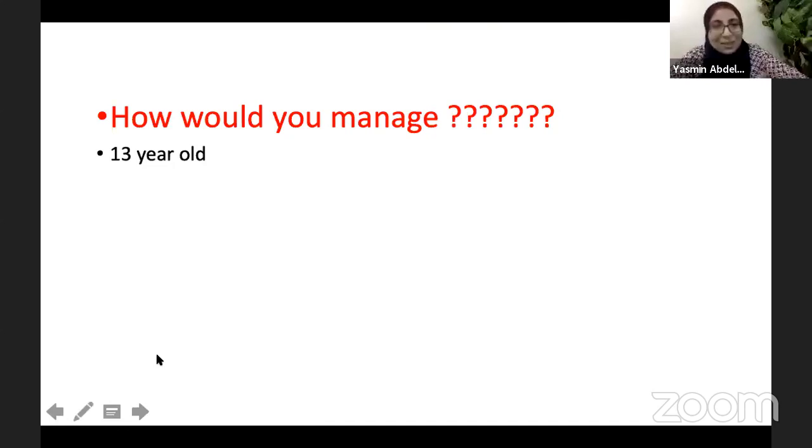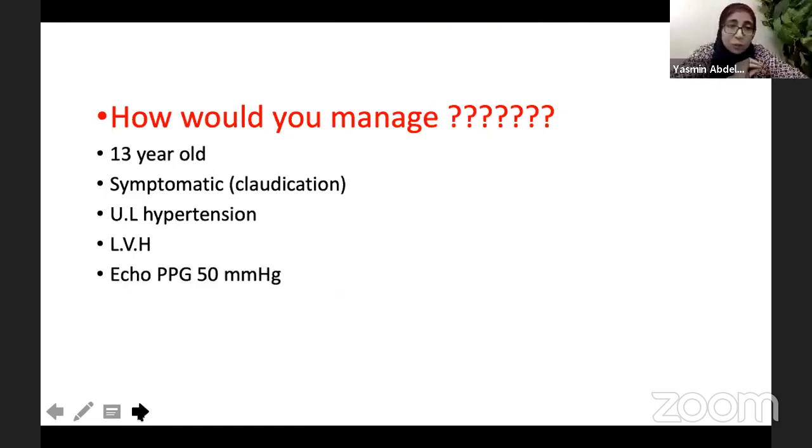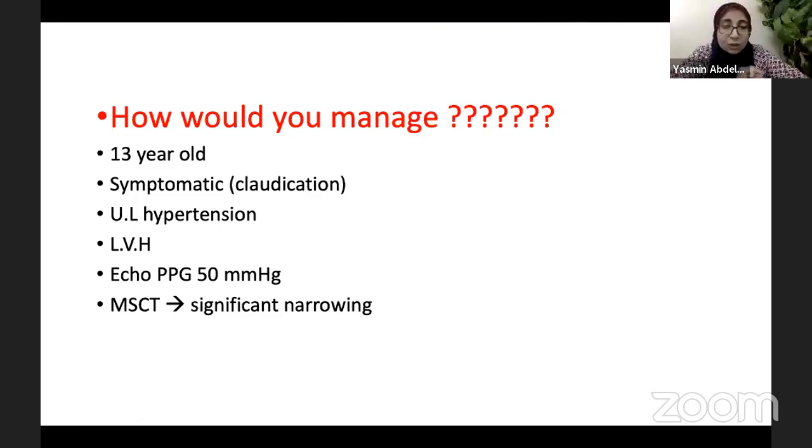First, I will discuss how we would manage this patient. I will summarize the case. He's 13 years old, an adolescent. He's symptomatic with claudication and upper limb hypertension. He had LVH, with an echo pressure gradient across the aortic arch and descending aorta of 50 millimeters of mercury, which is a significant gradient, and multi-slice CT showing significant narrowing of the arch.